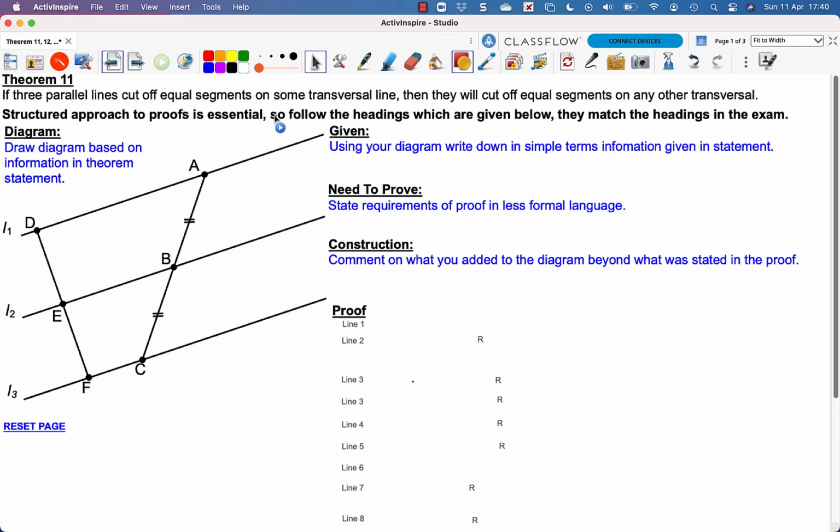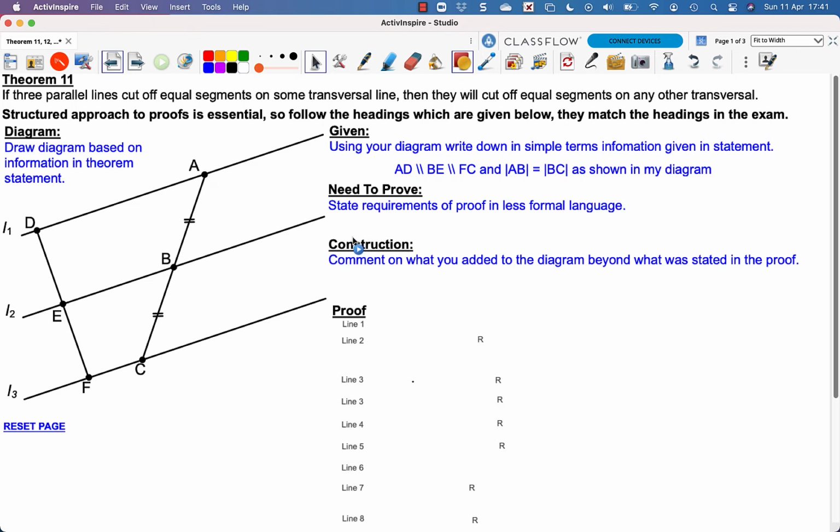So the first thing is, as I say, get the diagram right. Second thing is they'll give you a heading which says given. So you're using your diagram, write down in simple terms the information that you were given in the statement. So what were we given? Well, we were given that the line L1, i.e. the line going through DA or AD, is parallel to L2, the line going through BE, is parallel to L3, the line going through FC. We're also told that the length AB is equal to the length BC.